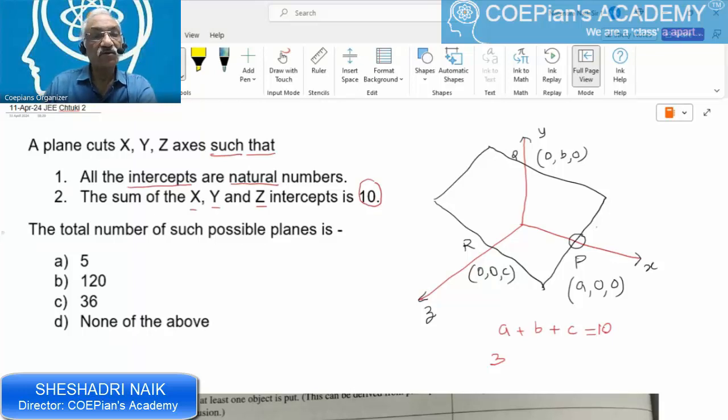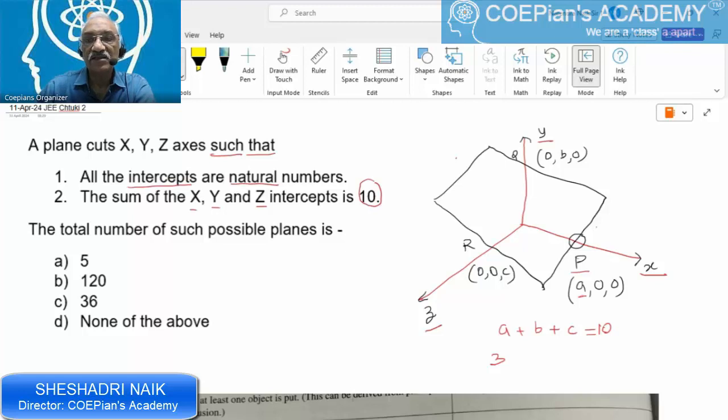So now let's look at this particular problem, the conventional solution of this problem. So here it is. I have drawn a picture. So this is x-axis, this is y-axis and this is z-axis. Now this particular plane cuts the three axes at point P. So the coordinates of point P will be A, 0, 0.